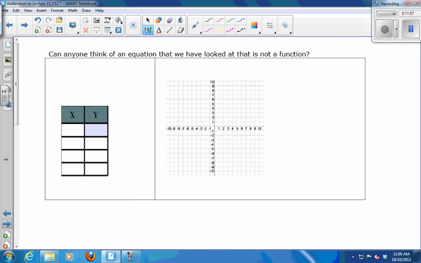Okay, so can anybody think of an equation that would not be a function? Where you have one input that would give two different outputs? Square roots, yeah. So maybe if I did x equals y squared, right? Because then I'm going to have to square root to get y. So I do -1, 0, 1, 2 for my x's.